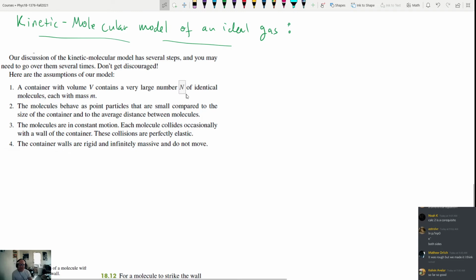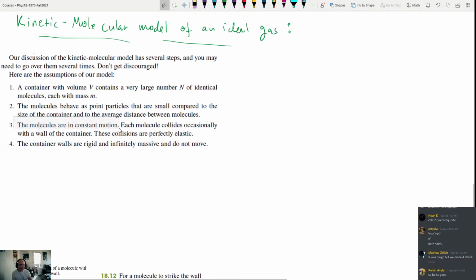We're going to use capital N to represent the number of molecules. We use capital N to distinguish it from little n, which we use for moles. And then the volume of the container is going to be V. We're going to assume that the molecules behave as point particles that are small compared to the size of the container and to the average distance between the molecules. That is to say, the size of the molecules isn't going to affect how the molecules interact with each other. The size of the molecules will be small compared to the size of the container, which can't change just because we have to pack more molecules inside, and they're far apart.